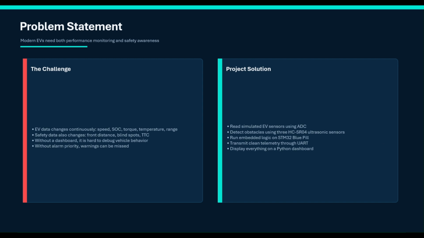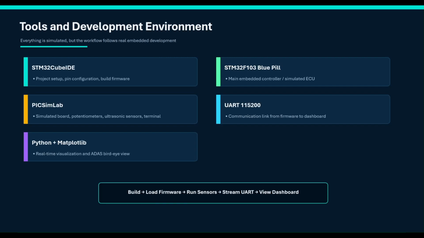The problem is that an electric vehicle produces many real-time values. The engineer needs to monitor the vehicle performance and also safety conditions at the same time. In our project, the solution is to build a complete simulated EV ADAS system. The STM32 reads sensors, computes vehicle behavior, detects warnings and faults, then sends the result to a Python dashboard.